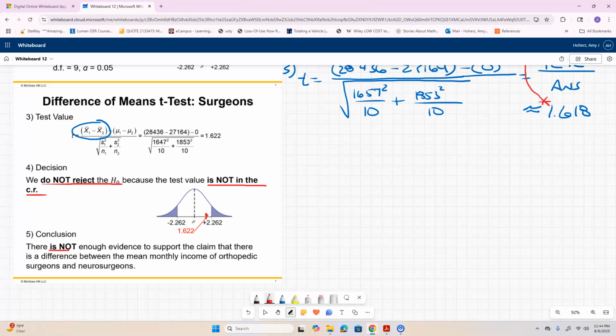And so there is not enough evidence to support the claim that there's a difference between the mean monthly income of orthopedic surgeons and neurosurgeons. Their incomes are close enough together from our samples that we did not find a statistically significant difference. And so we have to go with the null hypothesis assumption that their incomes are the same.